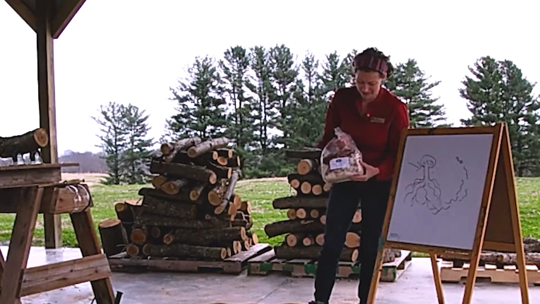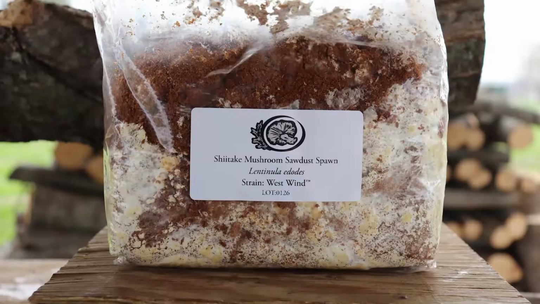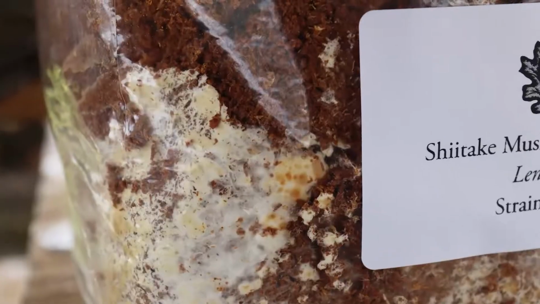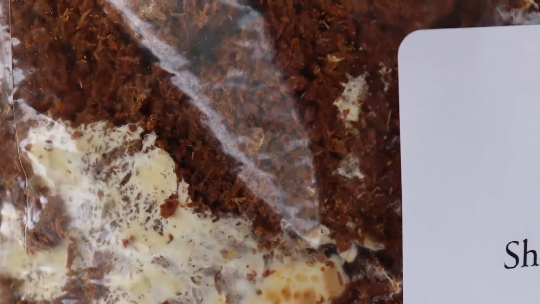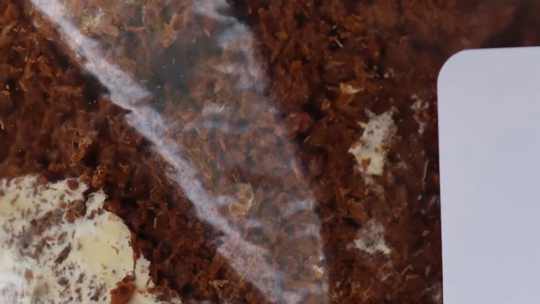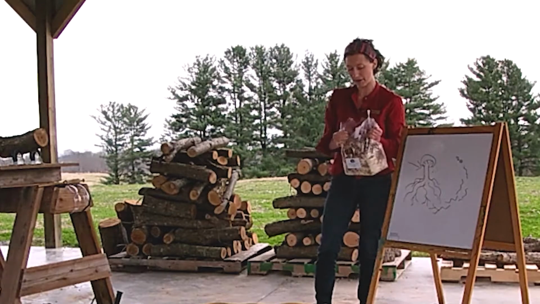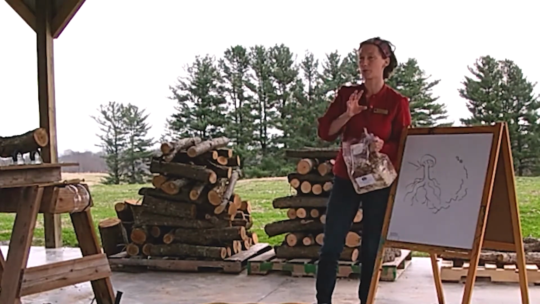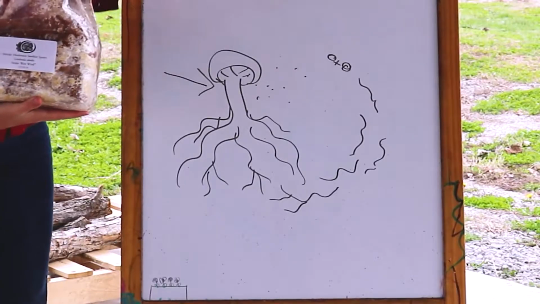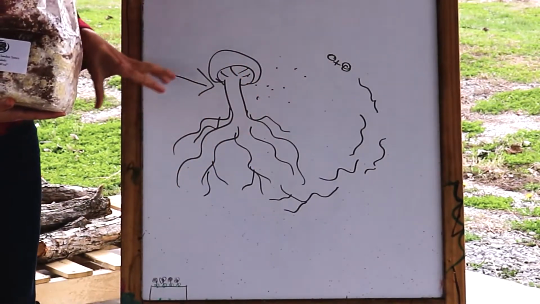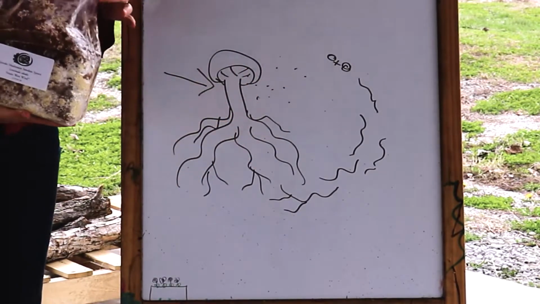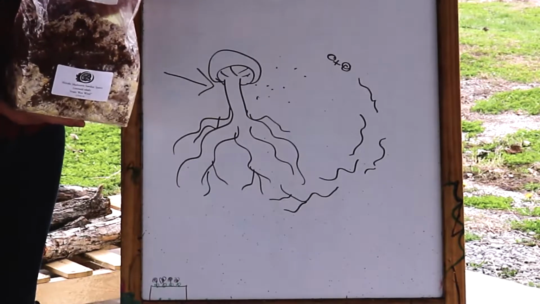But what we see in this bag of what we call mushroom spawn is some mycelium and sawdust. So this is sawdust spawn, and the mycelium of the shiitake mushroom. So this is essentially like a cultivar. We call it a strain of mushrooms. This is the West Wind strain of shiitake. This is set up so that the spawn can be transported from one place to another. So we'll try to mimic this process by introducing mycelium to an appropriate growing medium for this mushroom species.